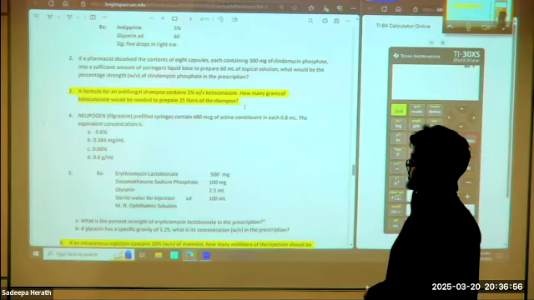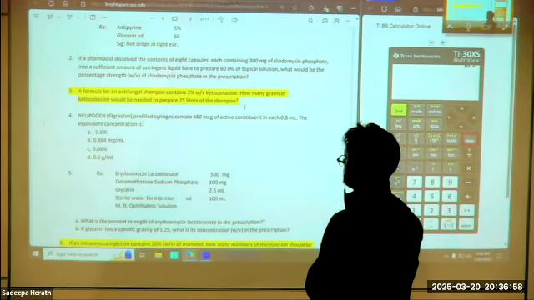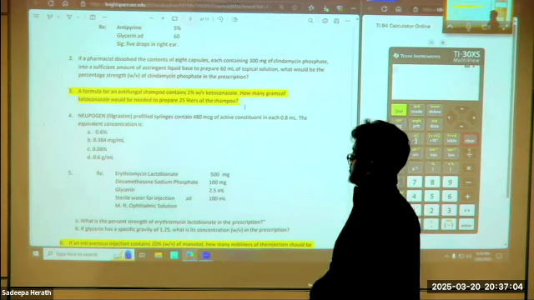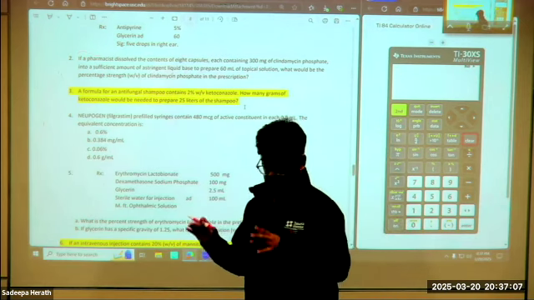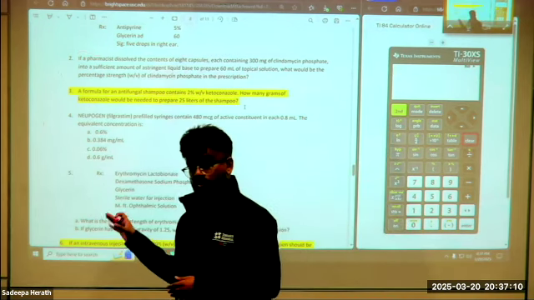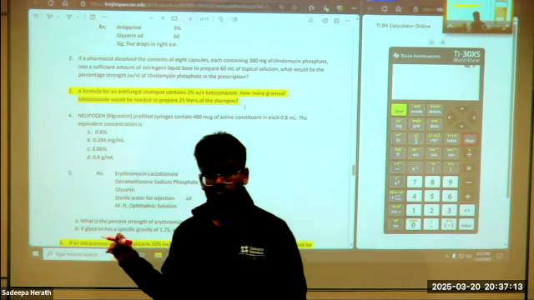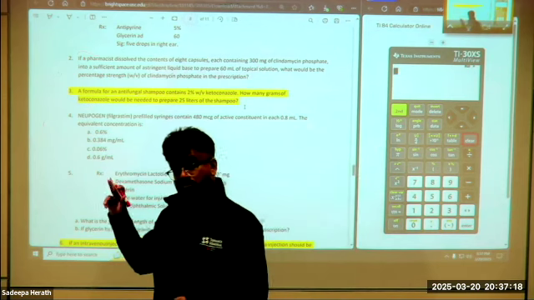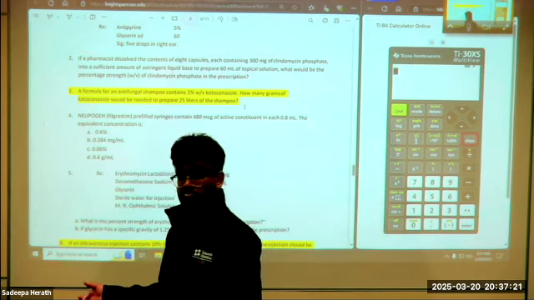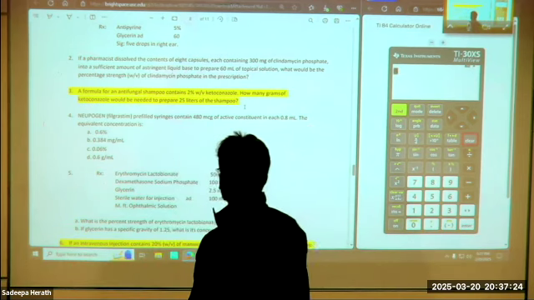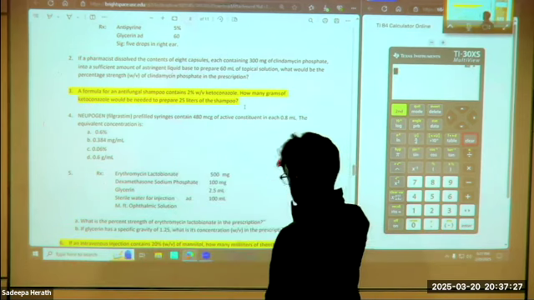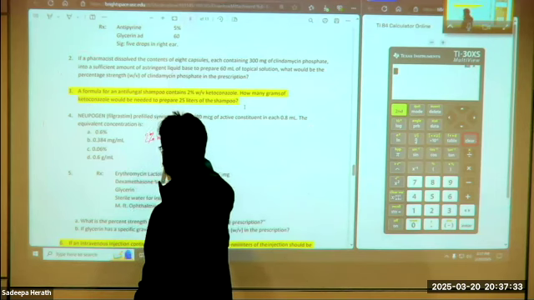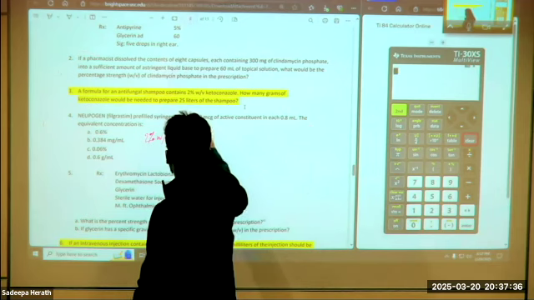The formula for antifungal shampoo contains 2% weight for volume ketoconazole. How many grams of ketoconazole will be needed to prepare 25 liters of the shampoo? So with these something-to-something ratios, it's going to be the percentage over 100. So 2% weight for volume is 2 grams weight over 100 ml. So we'll write that down. 2%, 2 grams per 100 ml.